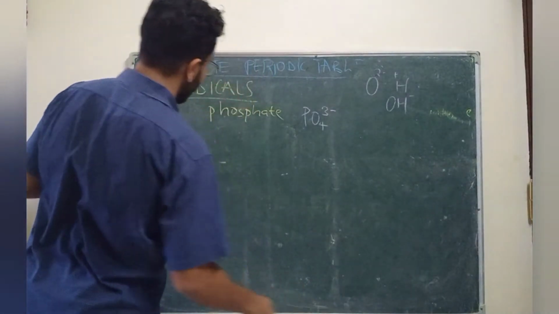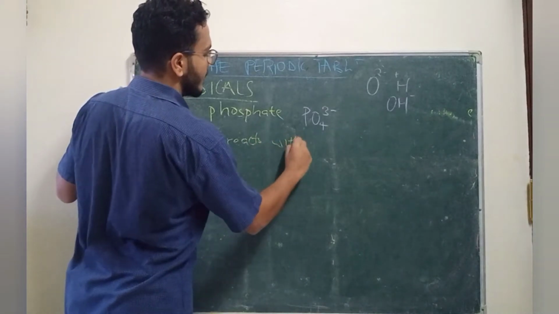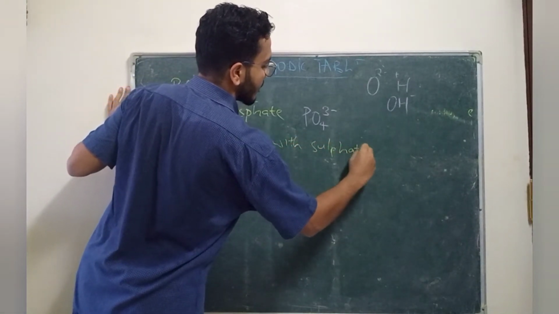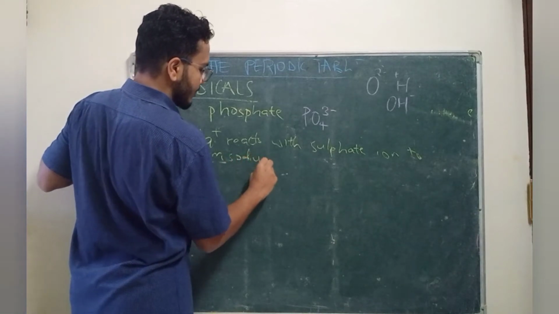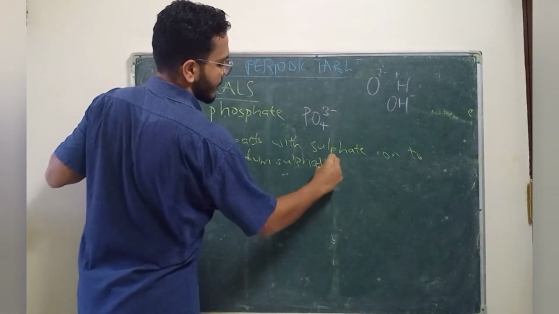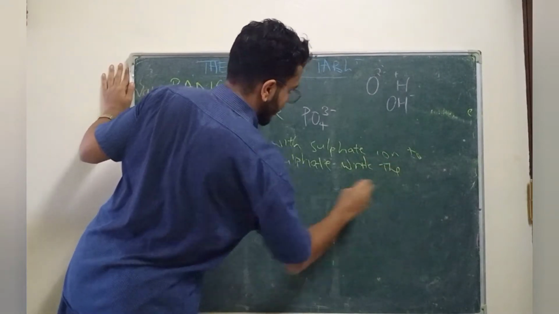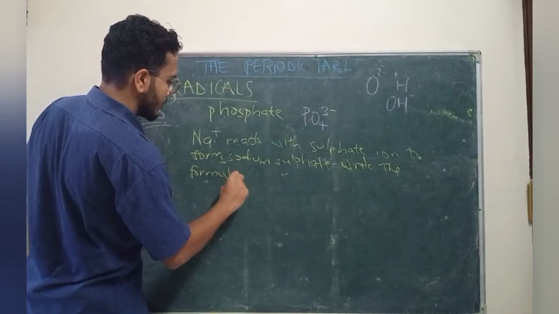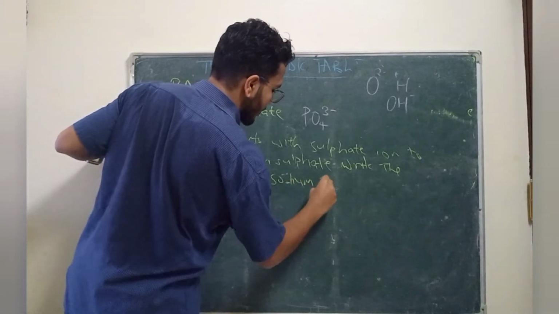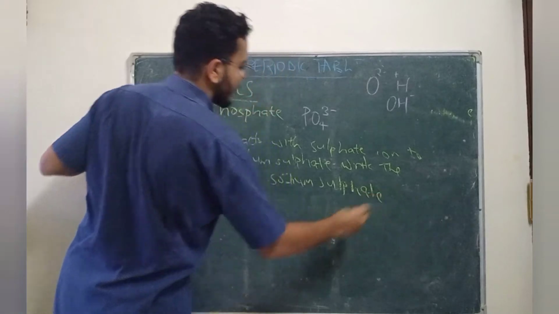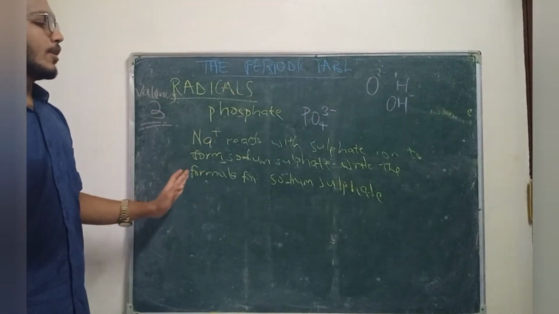we start with the simpler ones. Let's say a sodium ion reacts with a sulfate ion to form sodium sulfate. Write the formula for sodium sulfate. Now these are free marks. How do you answer this question? Sodium ion reacts with sulfate ion to form sodium sulfate. Write the formula for sodium sulfate.